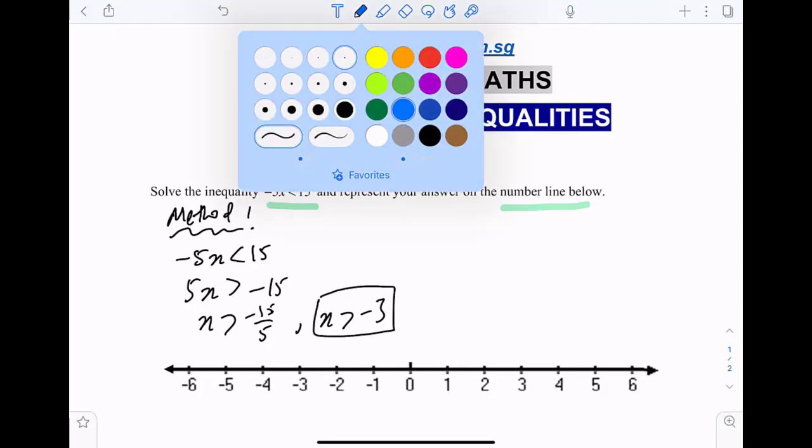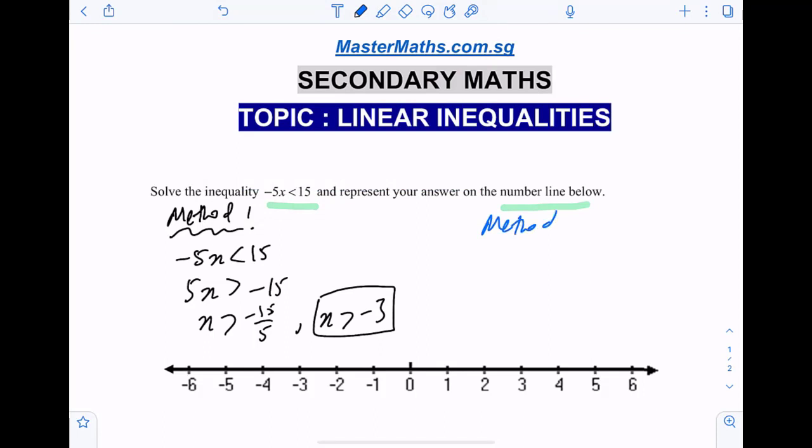Now, the second method, slightly different. Negative 5x less than 15. The second method treats the inequality like an equal sign. So you treat this like an equal sign and you bring the variable to the side that will make it positive. So at the moment, we need to shift this to the right side, and 15 goes over the other side. Inequality orientation remains the same. Remember, because we are treating this just like an equal sign.